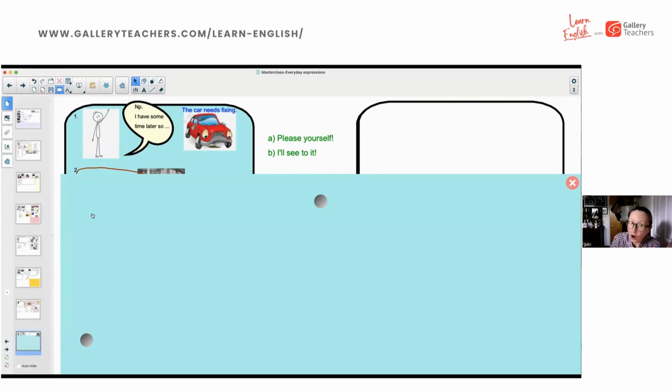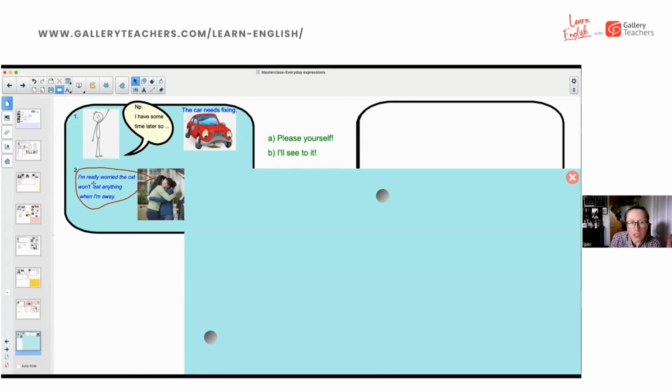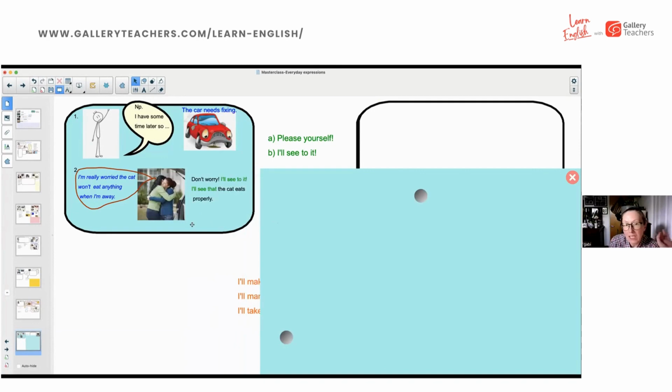Or another scenario. Okay, this woman is going away, okay? She's going away, but she has a cat. So she's saying, I'm really worried the cat won't eat anything when I'm away. She's really concerned. But her friend is reassuring her by saying, don't worry, I'll see to it. I'll see that the cat eats properly. So when do we say, I'll see to it? What are we actually saying? We are saying, I'll take care of it. I'll see to it. I'll make sure it's done. I'll take care of it. That's it. I'll manage it. So you can go, don't worry. I'll see to the cat.